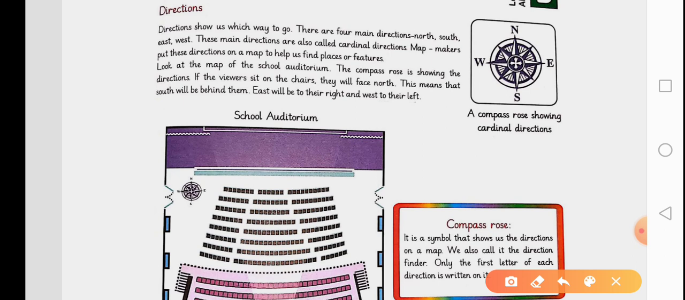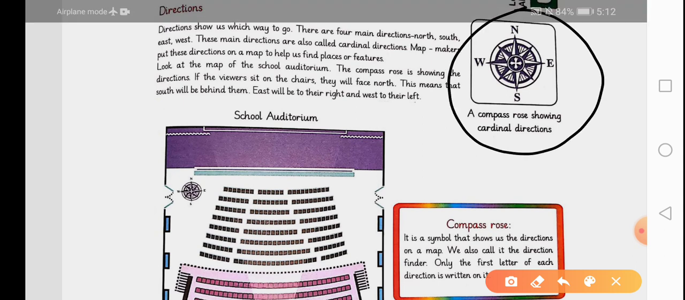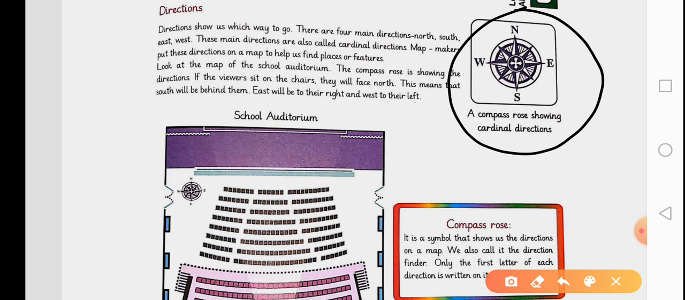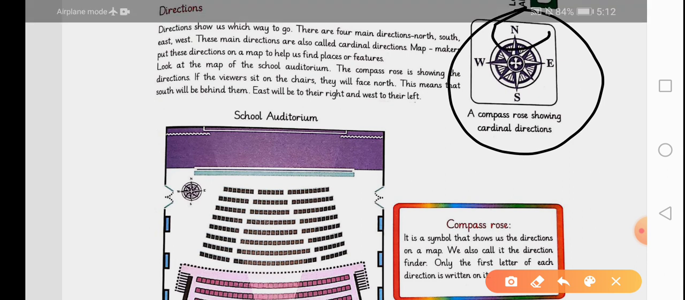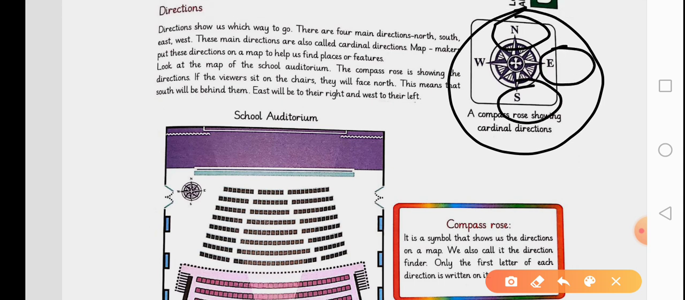In this matter, there is a key made on the map which helps us. It looks like this. It is called a compass rose. In this compass rose, the directions are written: N for north, S for south, E for east, and W for west.